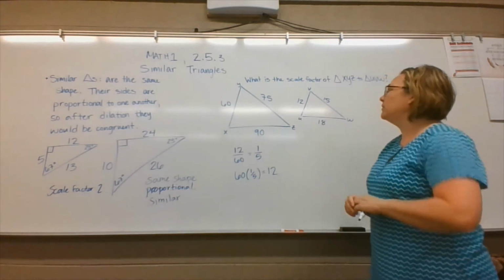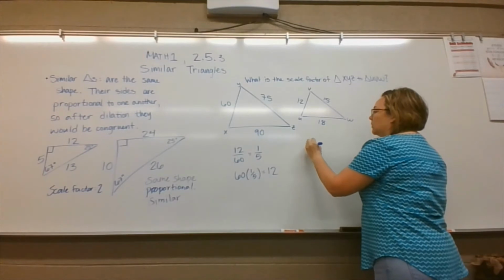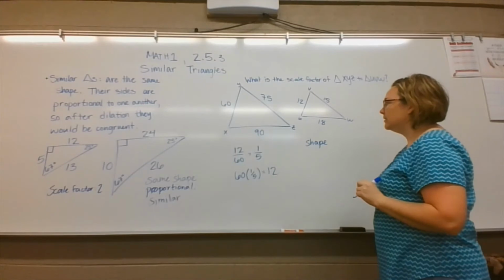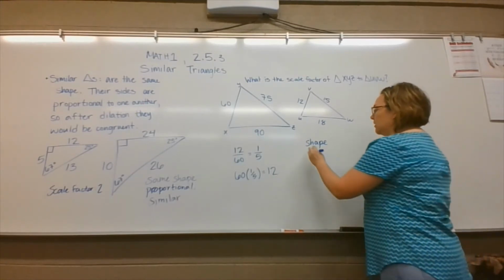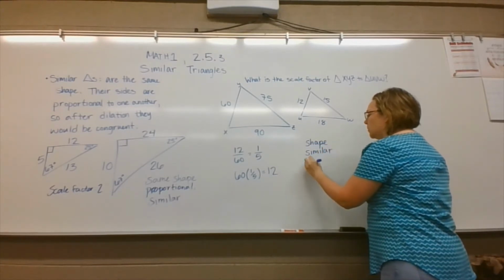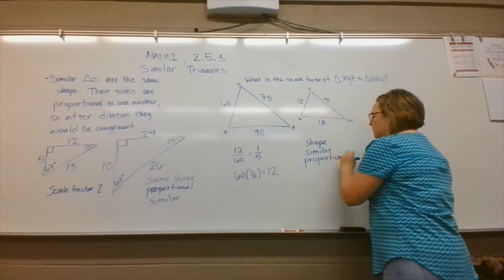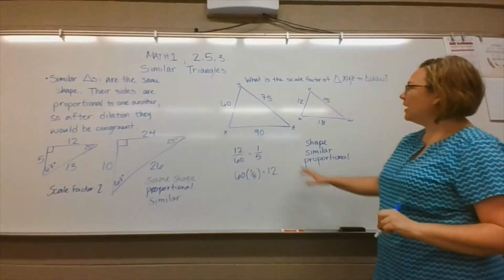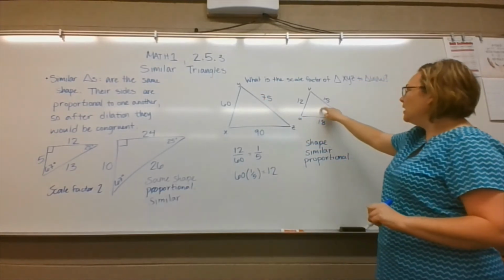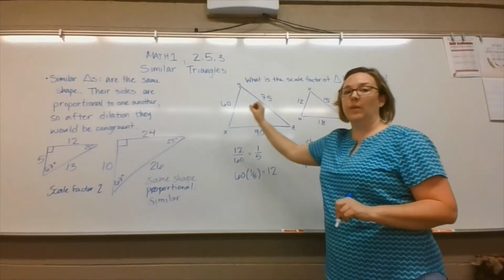What can we say about these? How could we describe these two triangles? Well, they have the same shape. They are not the same size. So they are not congruent, but they are similar. And they are proportional to one another. Okay, so after I dilate this first triangle, I multiply each of the sides by 1/5, it will be congruent to this one because each of those sides will be decreased by 1/5.